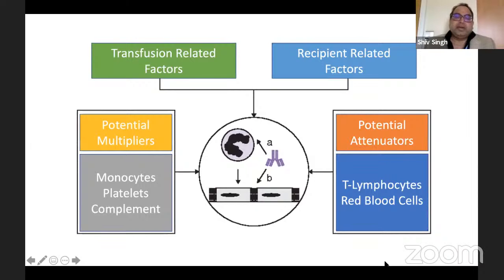So if you look at it, there are transfusion-related factors and recipient-related factors, and there is a balance between potential multipliers and potential attenuators. Potential multipliers here are monocytes, platelets, and complements, whereas the attenuators are the T lymphocytes and red blood cells.